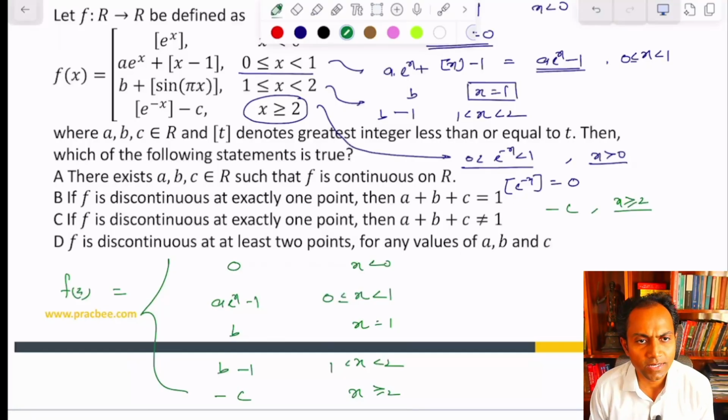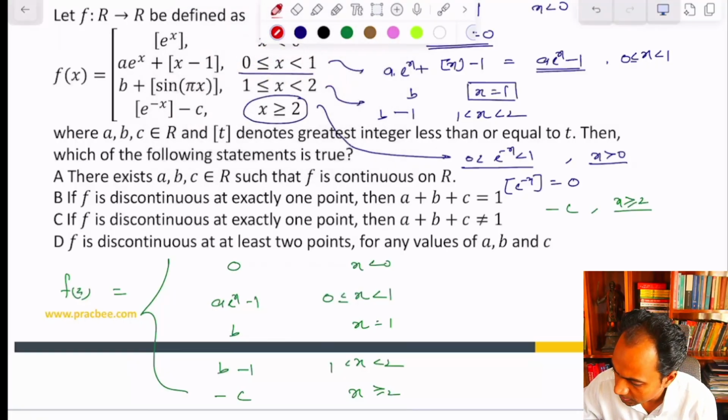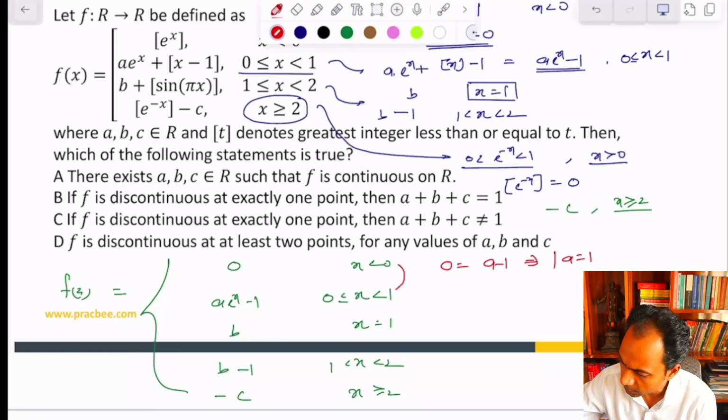Now, what they're saying is there exist a, b, c belonging to R such that f(x) is a continuous function on R. So, for this to become continuous, let us see what the possible conditions are. For this to become continuous, the left hand limit and right hand limit at 0 need to be equal. So 0 should be equal to, if I put x equal to 0, a minus 1. So, for continuity at this point, a needs to be equal to 1.